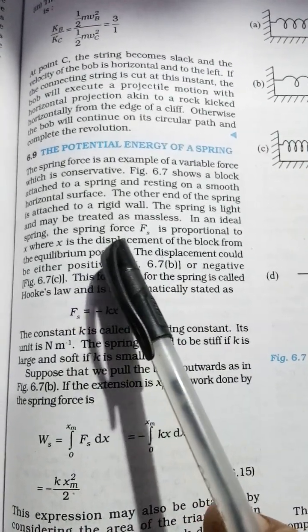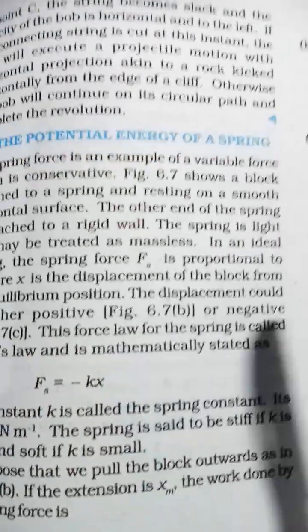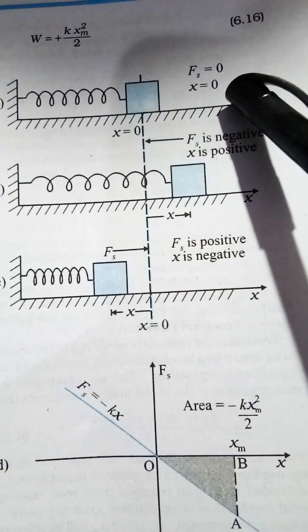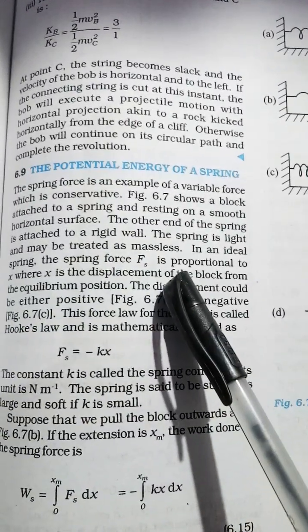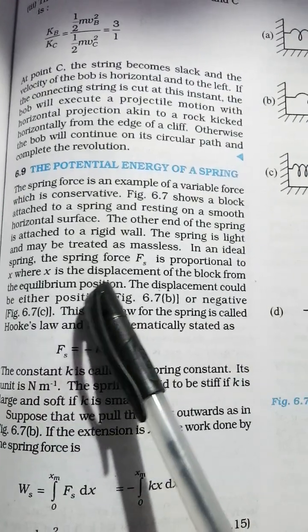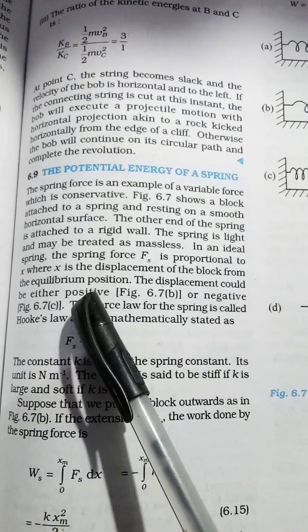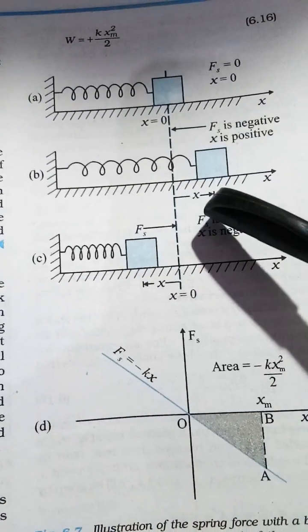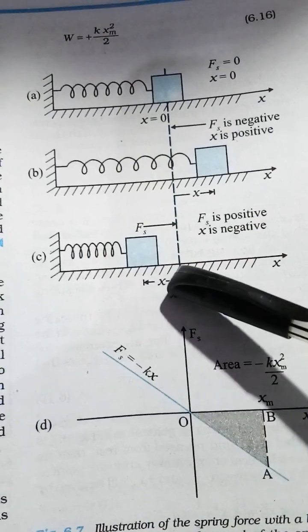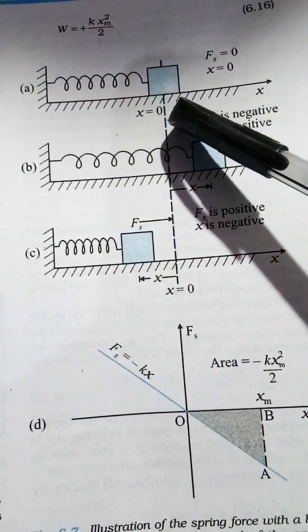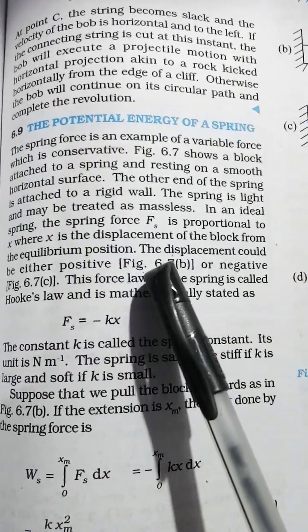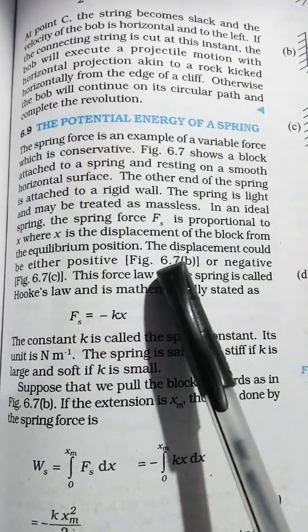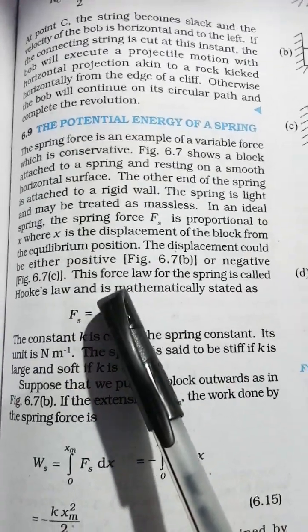In an ideal spring, the spring force Fs is equal to 0 at the equilibrium position, and is proportional to x, where x is the displacement of the block from the equilibrium position. Here you will see the block displaced from the equilibrium position. That displacement could be either positive or negative.